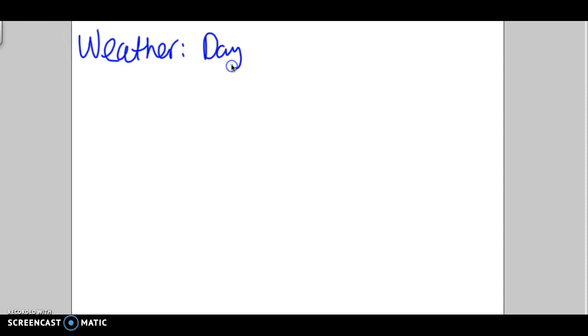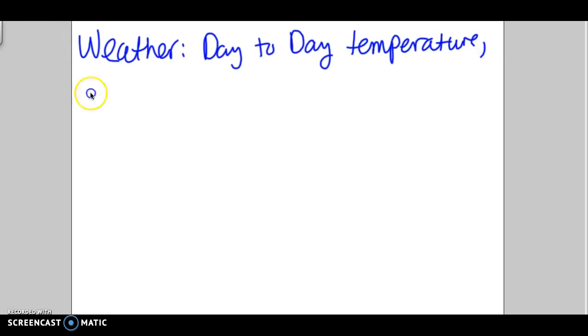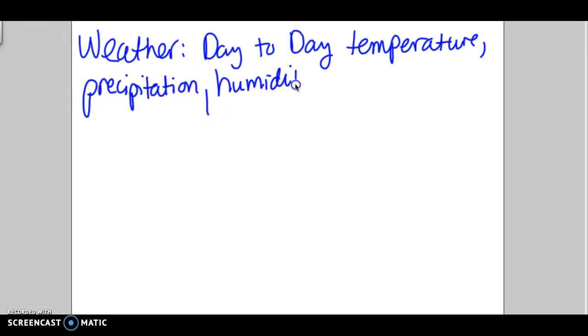The day-to-day temperature, precipitation, humidity, etc., etc. The day-to-day things that are happening in the area, right? It's today. It's cool. There's no rain.